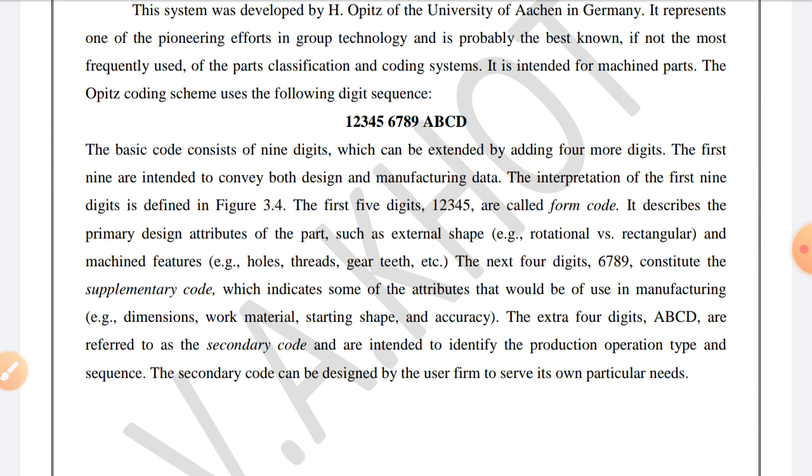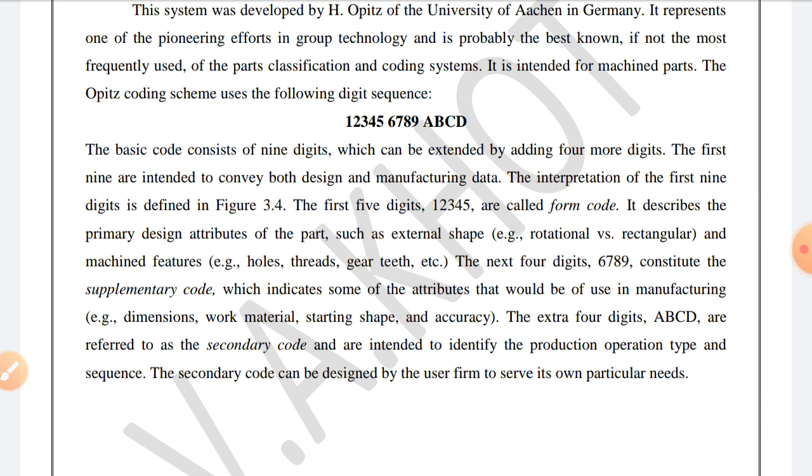Sometimes when something extra is needed for separation, you use these A B C D digits. They are not mandatory, since the Opitz coding technique basically comes only as 9 digits. For some extra or very rare parts, you give a serial number as A B C D. The first 9 digits are intended to convey both design and manufacturing data.